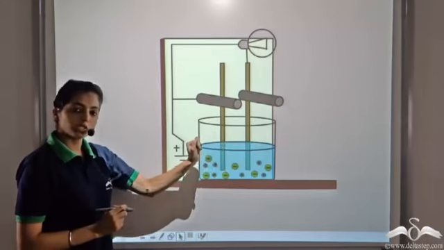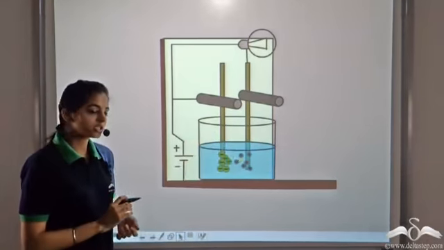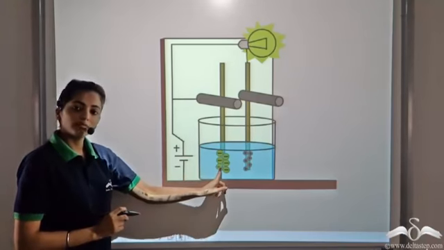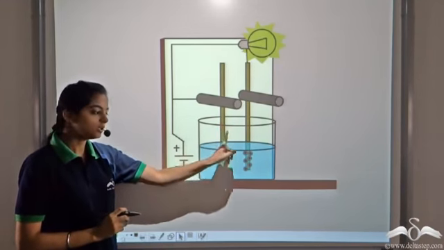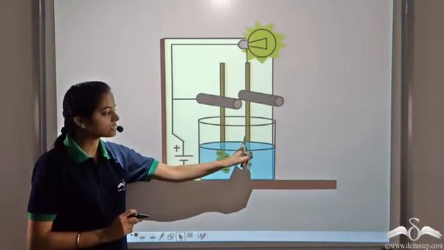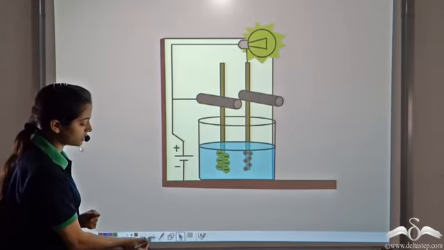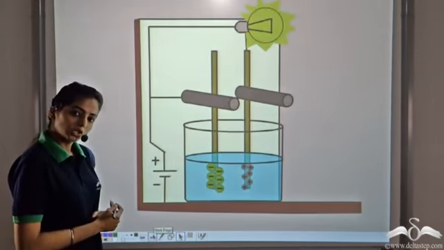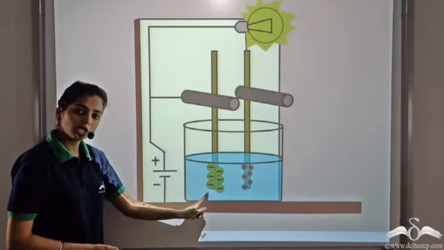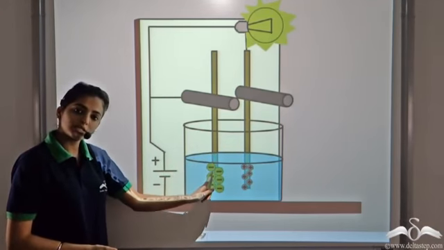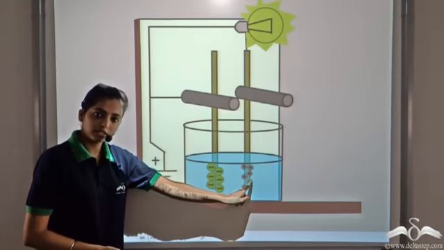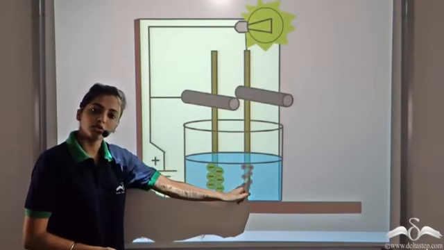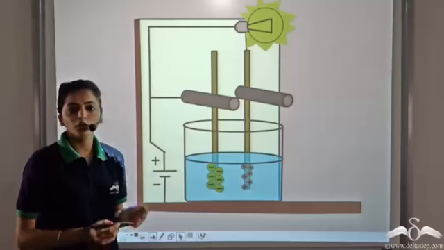Since this rod is positively charged, this is negatively charged. So the negatively charged ions are attracted towards the positively charged rod, and the positively charged ions are attracted towards the negatively charged rod. So we see that the negatively charged ions accumulate on this metal rod, and the positively charged ions accumulate on this metal rod. So now we see that the bulb glows.